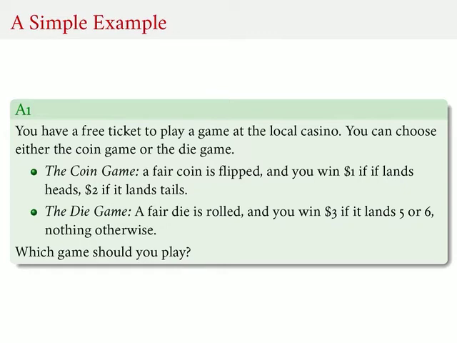Or instead, you can choose to play the die game. And how the die game works is that a fair die is rolled, and you're going to win $3 if it lands 5 or 6, but nothing otherwise. So here you stand to gain more money than is possible in the coin game, but it's also possible for you to gain nothing, whereas in the coin game you're guaranteed to gain something.